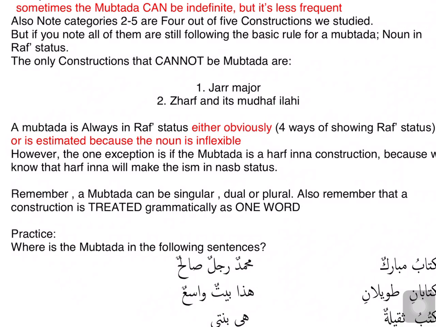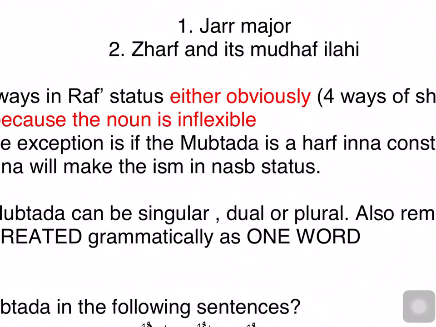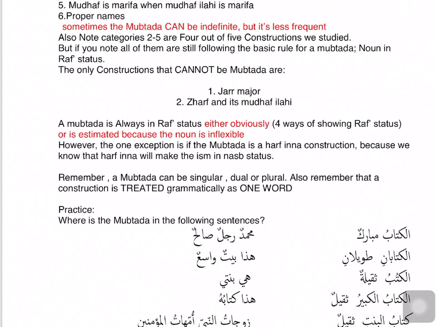Alright, now if you remember of all the constructions we studied, we could see that mubtada could be a part of any of the constructions, except we didn't mention two: a jar majroor construction and the type 3 idafa, which was zarf or special mudaf, zarf with this mudaf ilayh. So jar majroor and zarf with this mudaf ilayh will never form mubtada. We should remember that inshallah. Even if they come in the beginning of the sentence, they will not form mubtada.